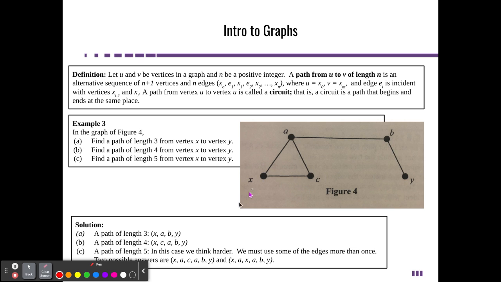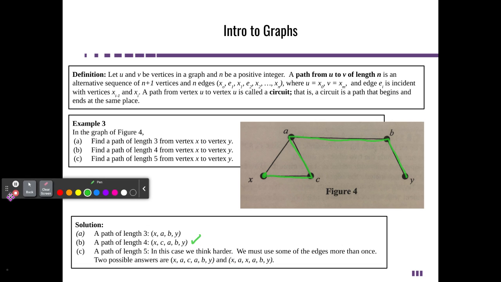What our answers are saying is, let's see if I can get a color here. Here we go. I start at x. They're saying go x to C, C to A, A to B, and B to Y. And so that would be a path once again, because it's not a circuit, but we got our 4 pieces there. Perfect, we're good to go.